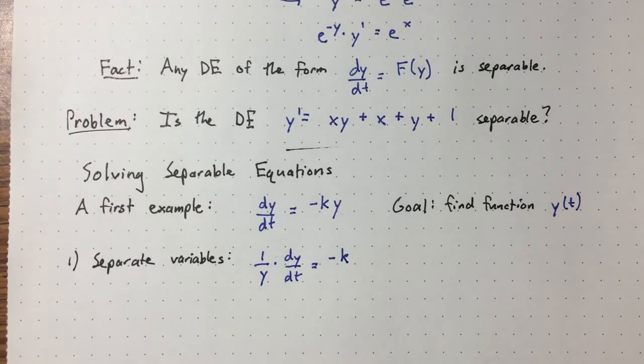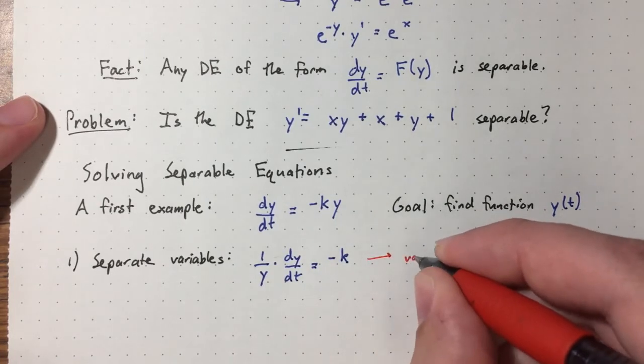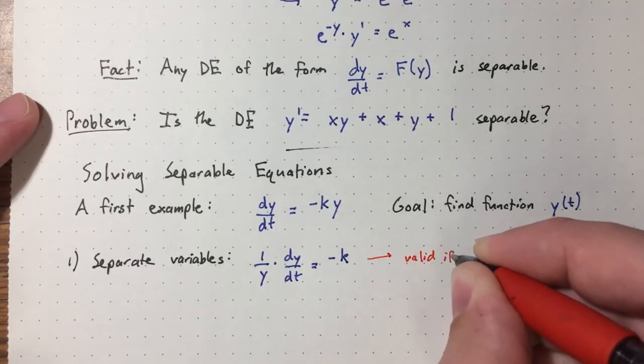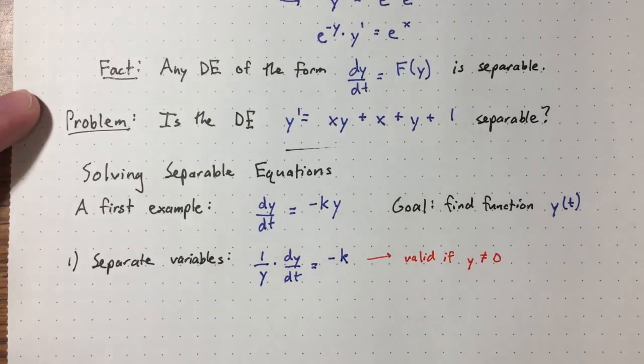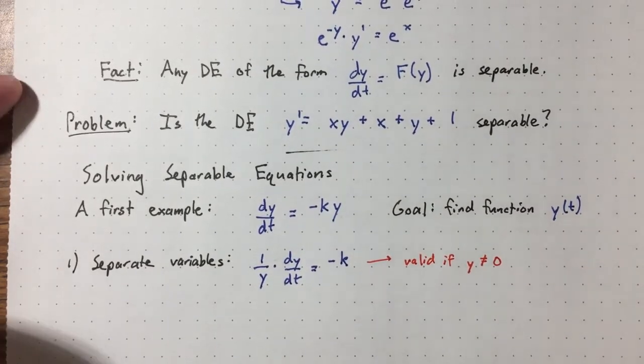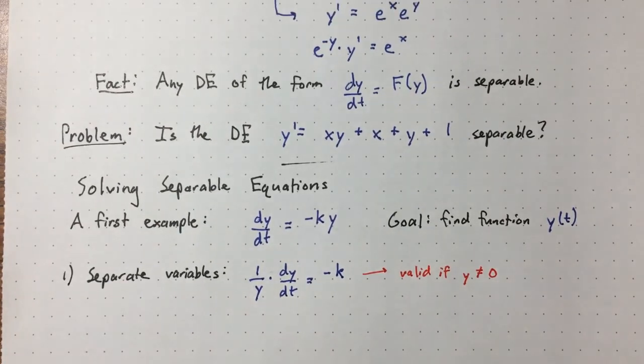I just want to notice one thing. So that this step is only valid if y is not equal to 0. So if y equals 0, we need to maybe use some different logic. But for now, let's not worry about that. So for now, we can divide by this y on both sides to write it in this form.